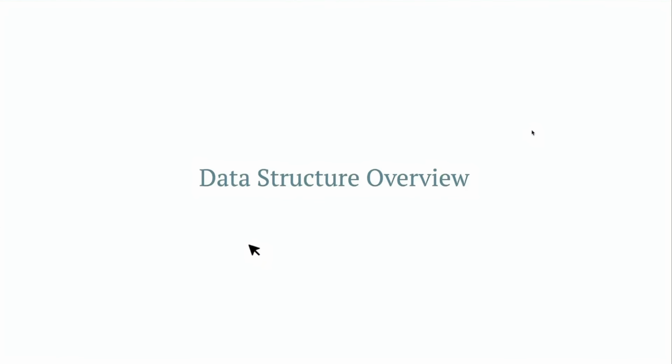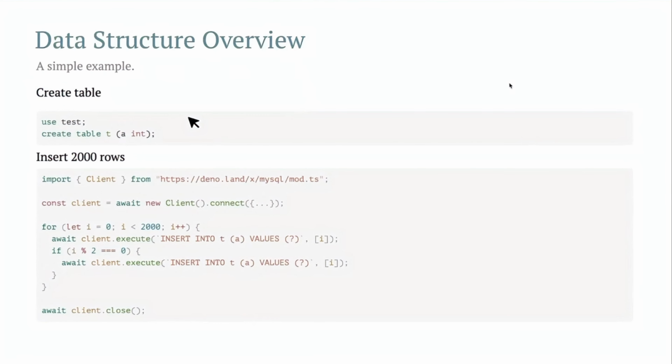So in this section, we'll examine the data structures used to store these statistics. Let's start with a simple example. First, we'll create a table named T with a single column A. Next, we'll insert 2,000 rows into the table. And notice that we insert the same value twice for every even number. So please keep this example in mind because we'll use it later to demonstrate the data structures. This is the data distribution of this table.